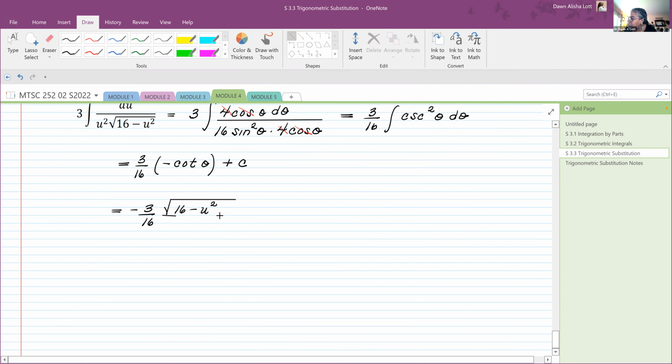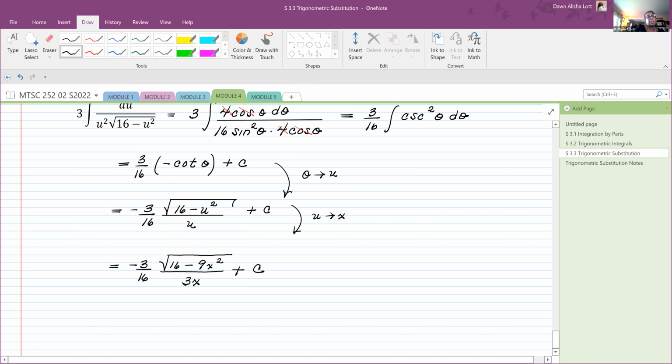Divided by u, plus a constant. So I went from theta to u. Now I've got to go from u to x. So this is negative 3 over 16 times the square root of 16 minus u squared, which is 9x squared, and u is 3x, plus a constant. And so now I am done.